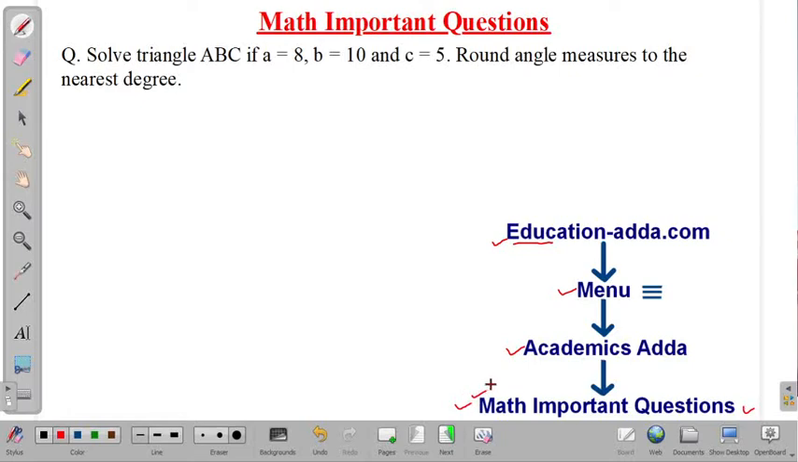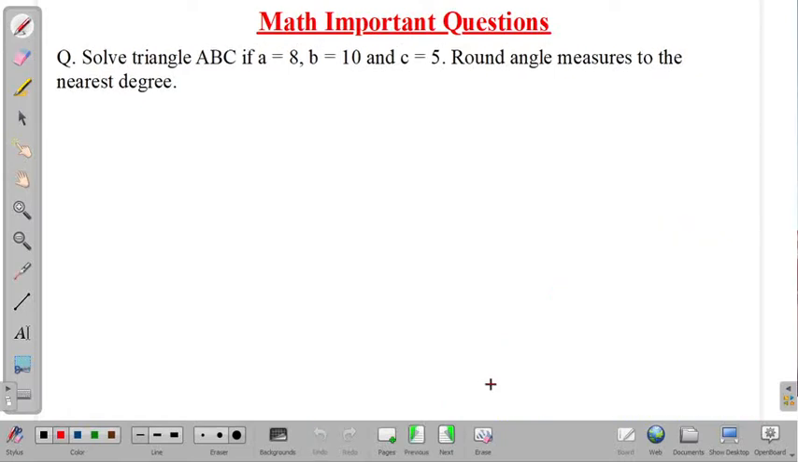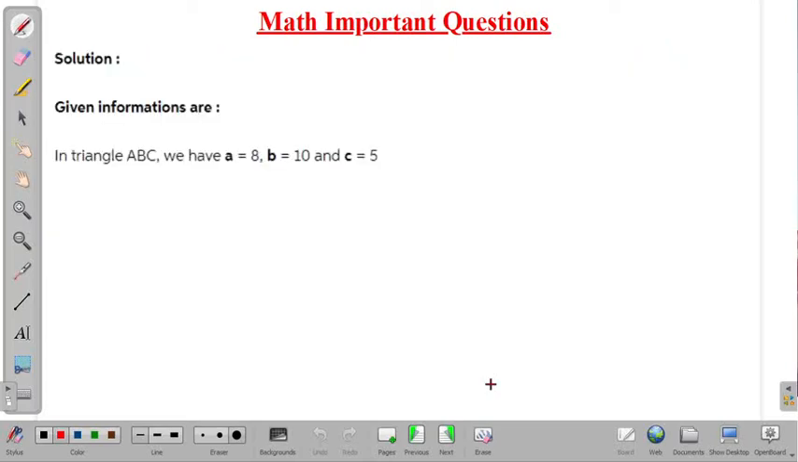Coming back to the given problem, what is given here? In triangle ABC, the lengths of the three sides are given: a equal to 8, b equal to 10 and c equal to 5. We need to solve it and find all the angles of the triangle, and then round them to the nearest degree. So in the given triangle the lengths of the sides are given.